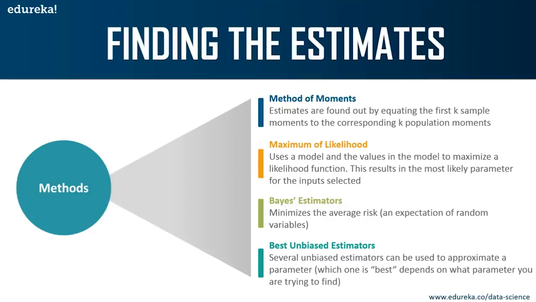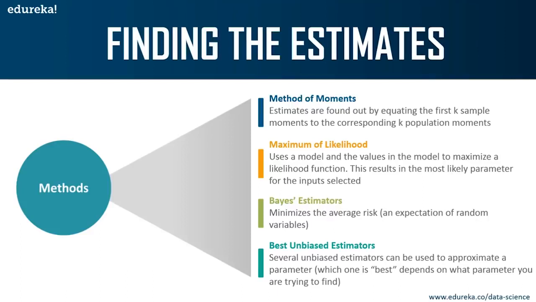Right. Next, we have maximum likelihood. Now, this method basically uses a model to estimate a value. All right. Now, maximum likelihood is majorly based on probability. So there's a lot of probability involved in this method. Next, we have the Bayes estimator. This works by minimizing the errors or the average risk. Okay. The Bayes estimator has a lot to do with the Bayes theorem. All right. Let's not get into the depth of these estimation methods. Finally, we have the best unbiased estimators. In this method, there are several unbiased estimators that can be used to approximate a parameter. Okay. So guys, these were a couple of methods that are used to find the estimate.